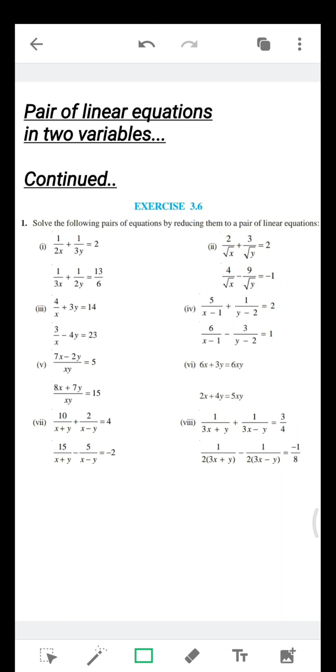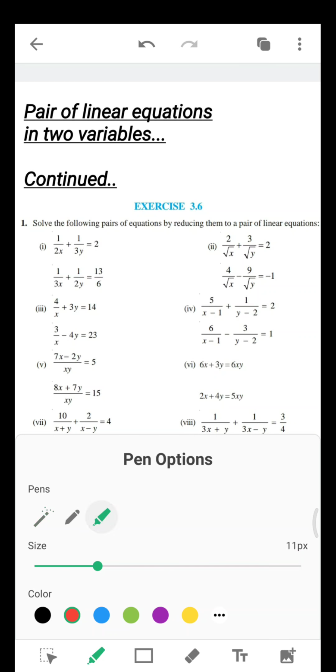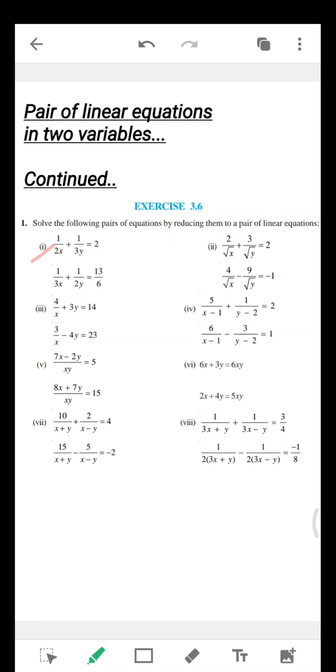In the last sessions we have done the first, second, third and fourth bit. Today we are going to see the fifth and the sixth bit of this exercise 3.6. I already said you this is one of the most important exercises for your boards. So let's begin with question number 5, bit number 5 and 6 of question number 1.